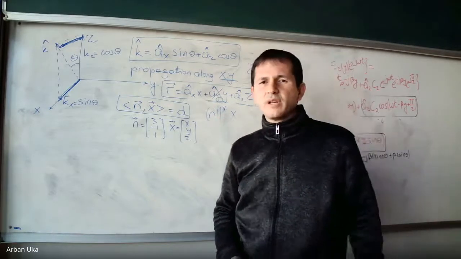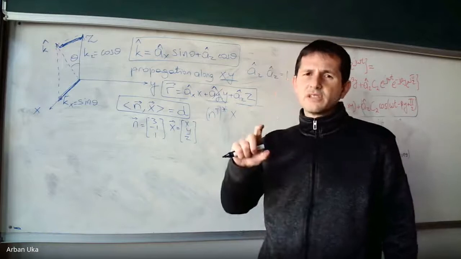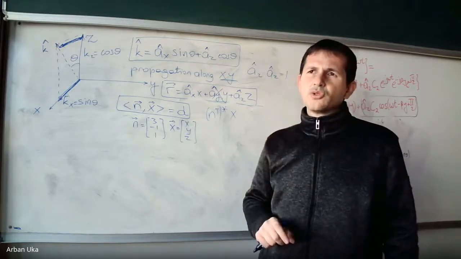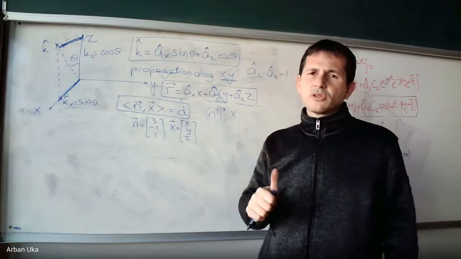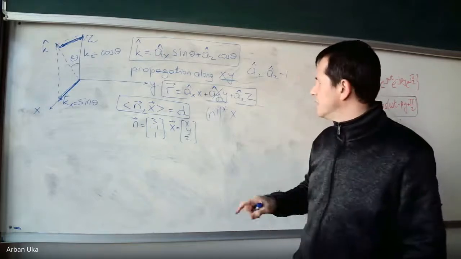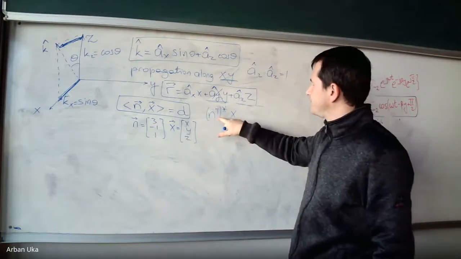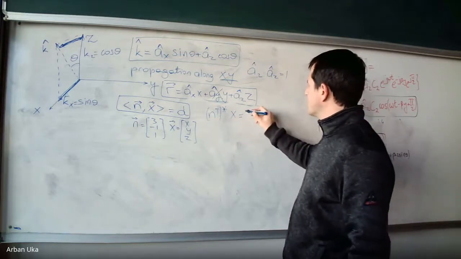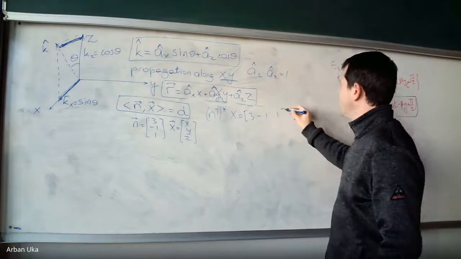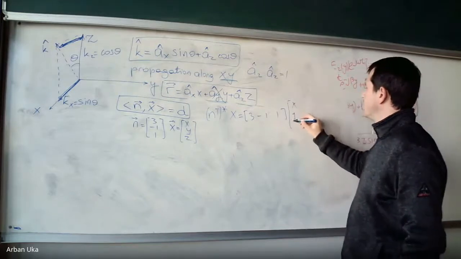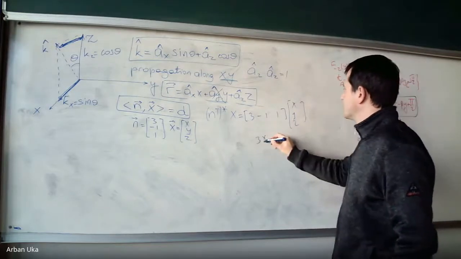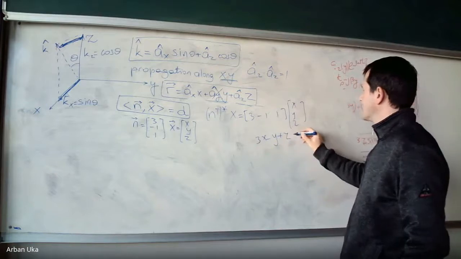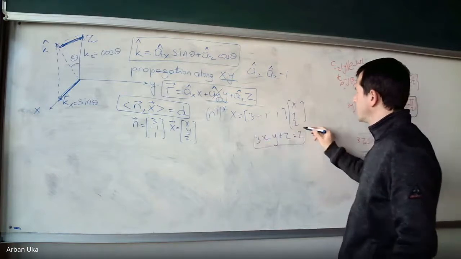Now you are taking electromagnetic waves, you are using phasors a lot. So you should also remember that you might need to take the complex conjugate together with the transpose. So in this case, what is this? This is (3, -1, 1) times (x, y, z). What do we get here? We get 3x minus y plus z. This is equal to 2, for example. This is the equation of a plane.